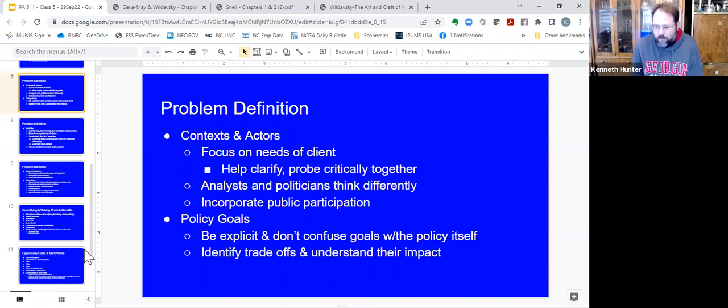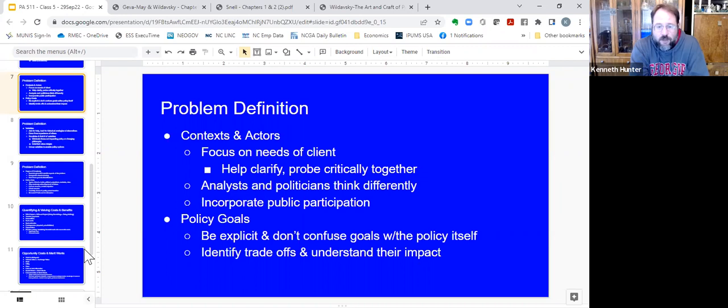When it comes to identifying policy goals, they need to be explicit, but it's important not to confuse the goals themselves with the policy itself. The policy may be more challenging to explain, but still you have to. So really being able to identify the goals and tie the policy to them, but don't confuse them with the policy itself. The goals are really what the outcome is, and the purpose of the policy is to achieve them.